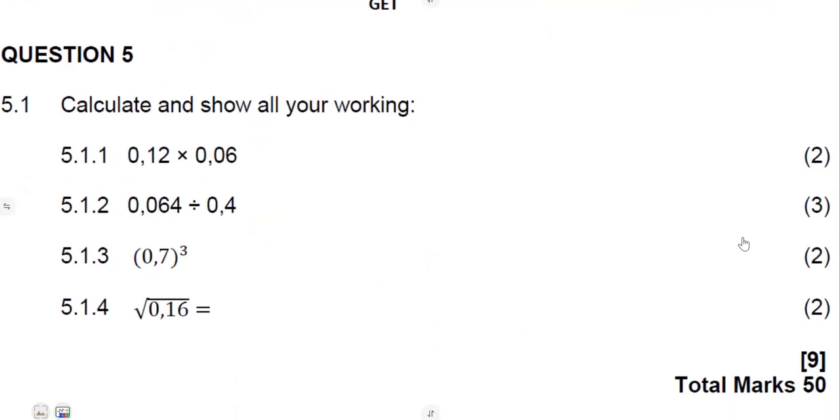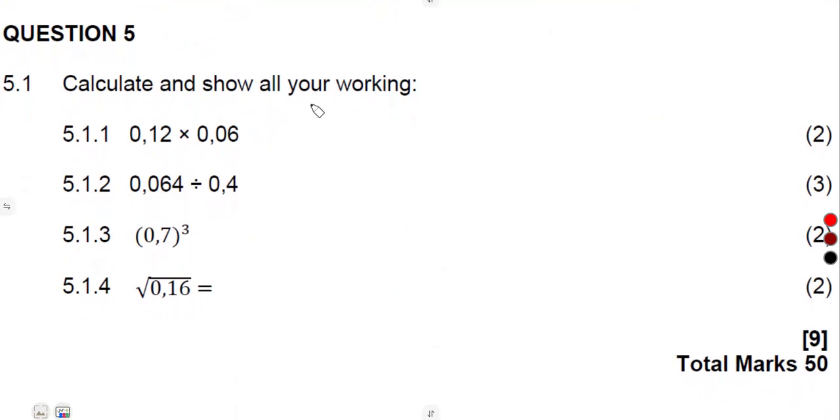All right. On question number 5, calculate and show all your working. 5.11: 0.12 times this. Remember, decimals can be converted to common fractions. So 0.12, you look at the number after the comma, that's a 12. So it's 12 over what? How many decimal places do we have? 1, 2. So it's over 100 times. The number that we see there is 6 over what? How many decimal places? 1, 2. Over 100.